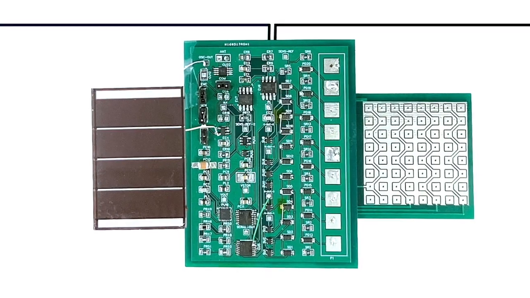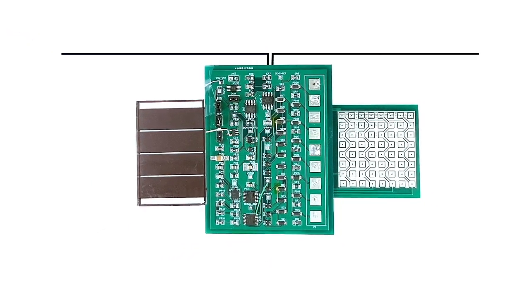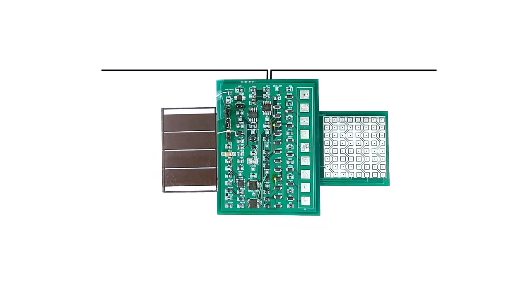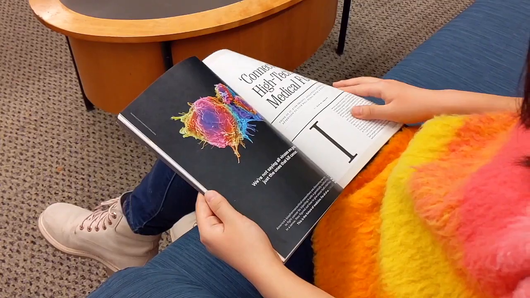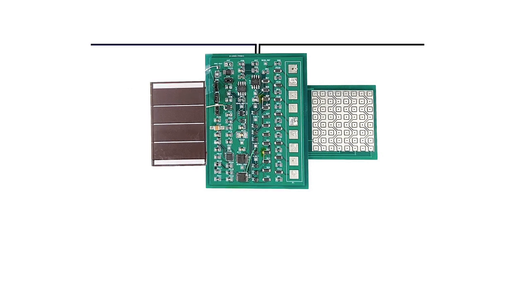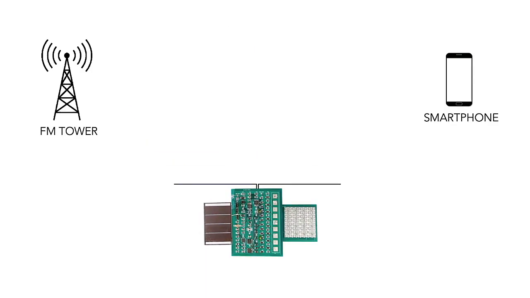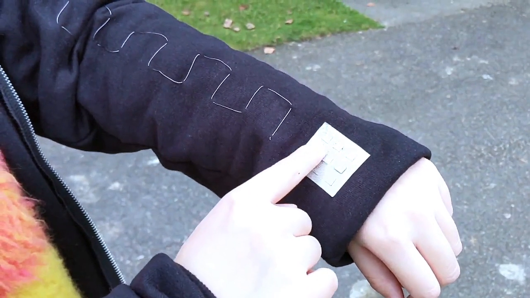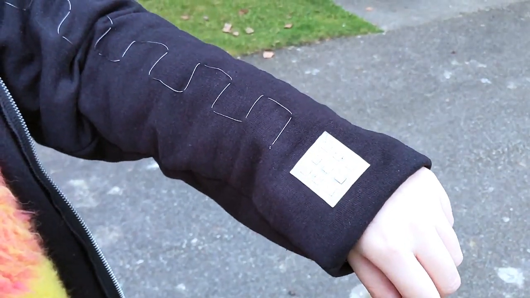UbiquiTouch is an ultra-low-power, self-sustaining wireless touch interface that can be used to detect touch interaction on everyday surfaces. The UbiquiTouch system is fully powered by ambient light and communicates by backscattering ambient FM waves to nearby smartphones with built-in FM radio. A UbiquiTouch touchpad can be woven into fabrics for interaction with wearable devices.